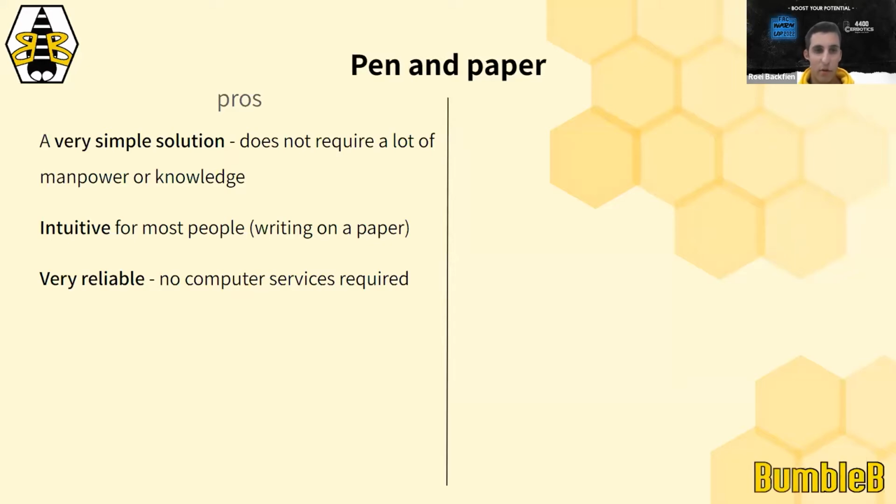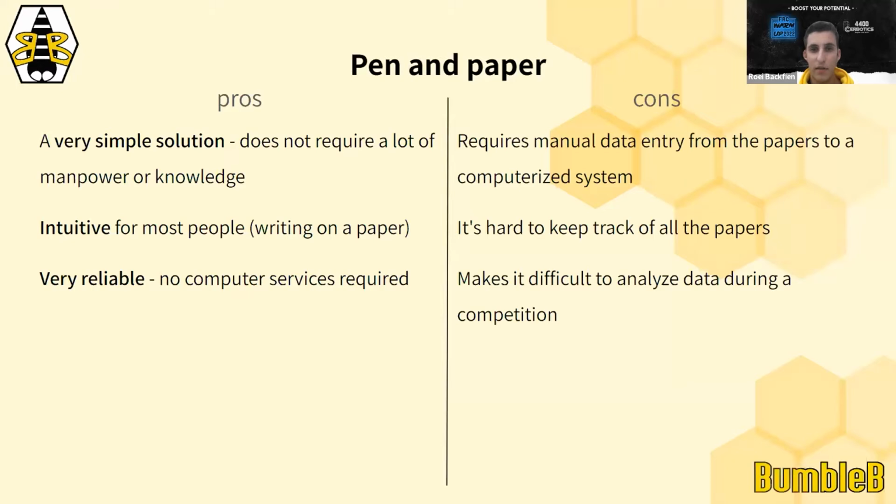And it's also very reliable because we don't need any computer service, so we won't have any technical issues. But the cons of this tool is that it requires manual data entry from the papers to a computerized system. If we have a computerized system and we collect data manually with pen and paper, we need to manually enter the data into the computerized system, which can take a lot of time. And in competitions, it's not very good because we don't have a lot of time.